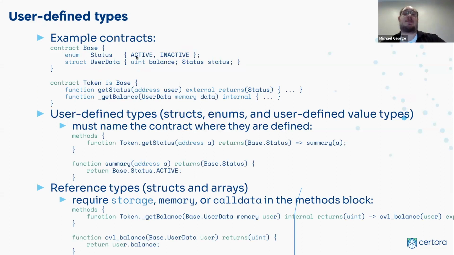So I have a couple examples for user-defined types. One thing to note is when you refer to one of these user-defined types, like an enum or a struct, you have to refer to the contract where the type is defined. So in this example, I have a base contract with a status enum that has active and inactive. And then I have a token that extends that base contract, and it has a method that returns one of those status enums.